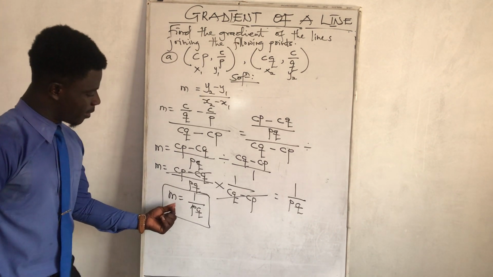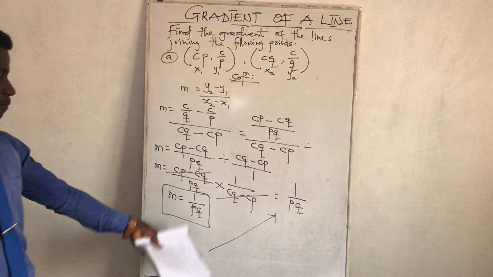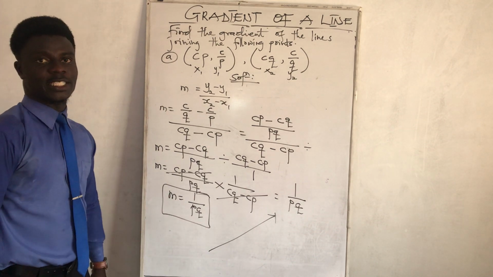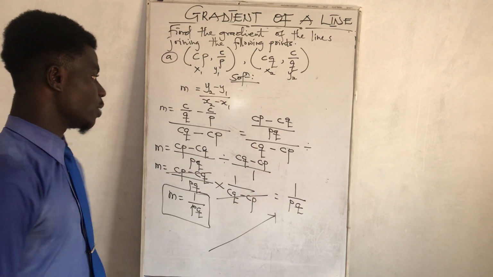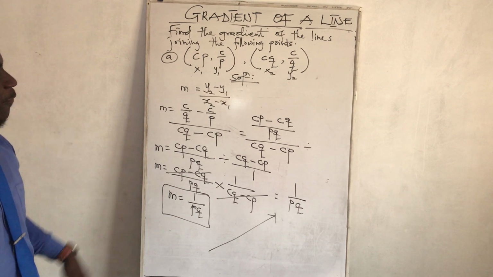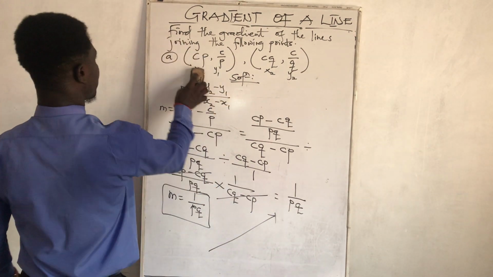Since the gradient is positive, we can assume that we have an increasing function, or an increasing line, or an upward slope, since the gradient is positive here, right? So we can assume that we have an increasing function. So that's it. Kindly watch it carefully. All right. Let's move on to the next one.